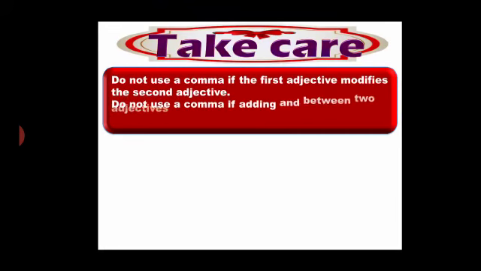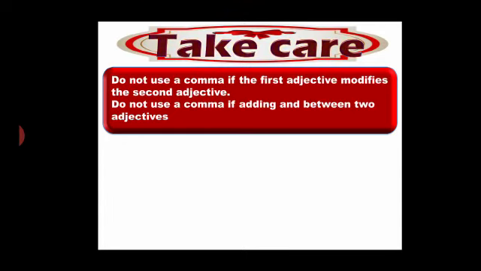Don't use a comma if the first adjective modifies the second adjective. We said before when we studied the modifiers, if you remember, that if you have 2 adjectives, the first one modifies the second one, right or not? And the second one modifies the noun after. So that's why we don't need to use a comma between 2 adjectives. One of them modifies another one.